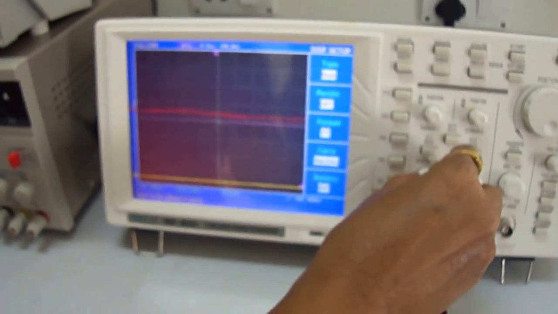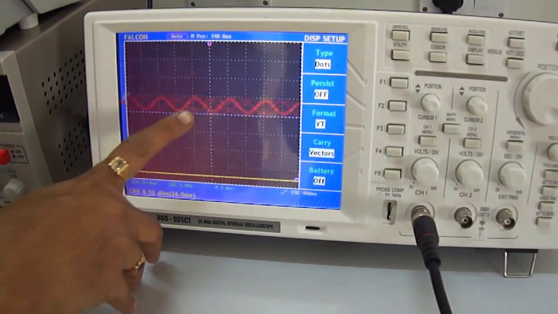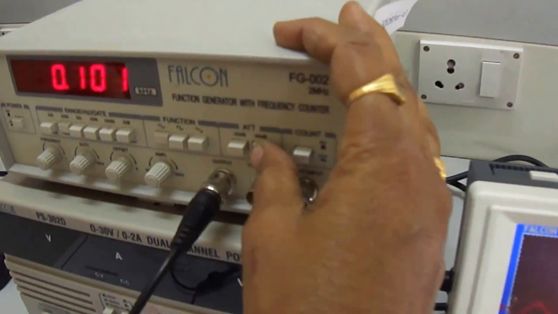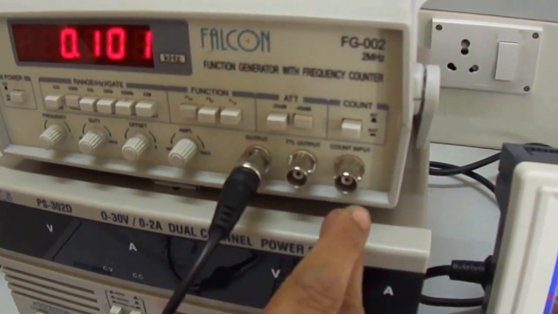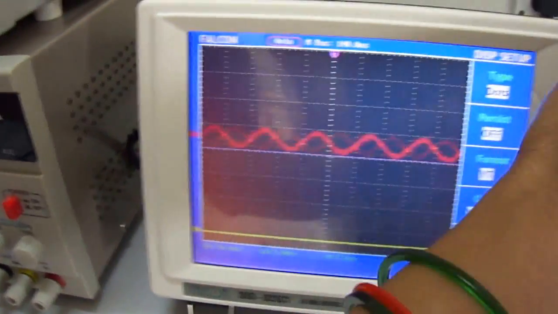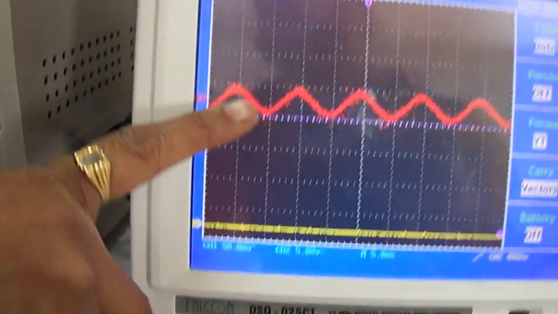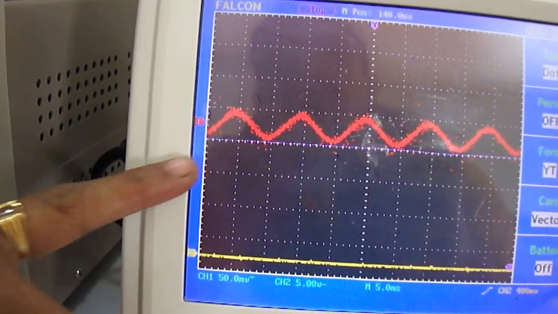Press this run button. Here also adjust 50 millivolts. 50 millivolts into 1 is 50 millivolts, and press this 40 dB. So our Vin is 50 millivolts.